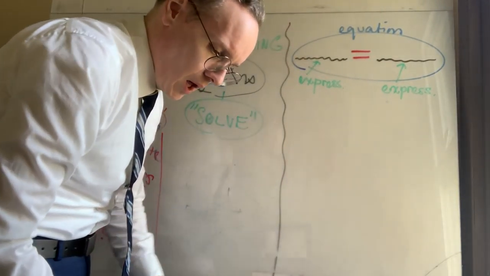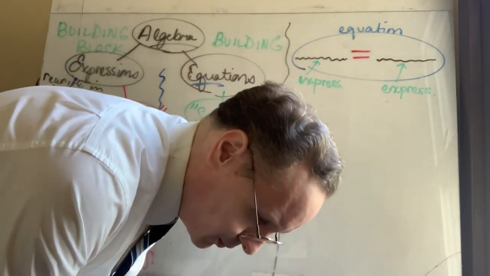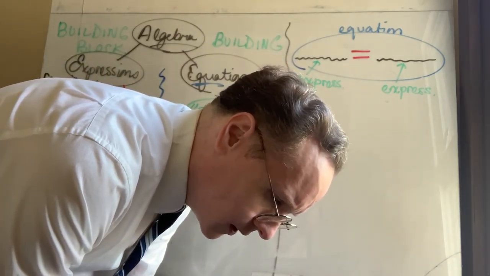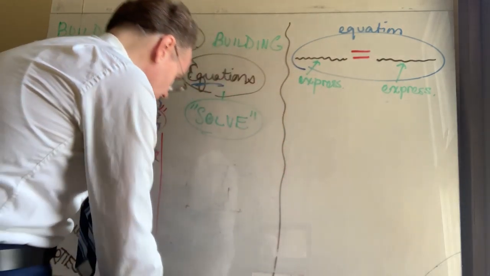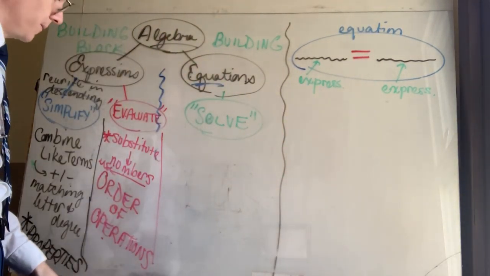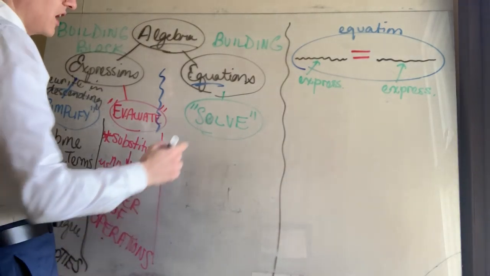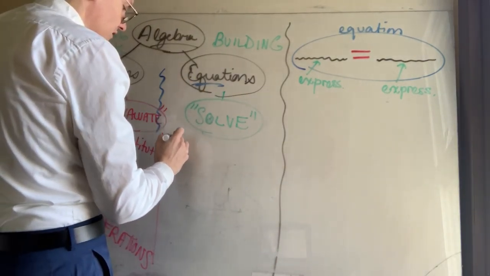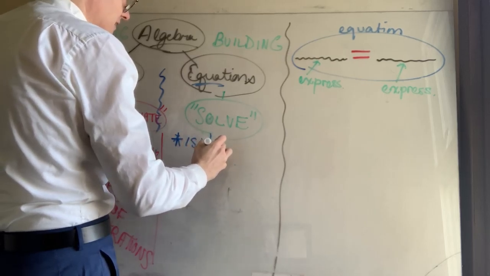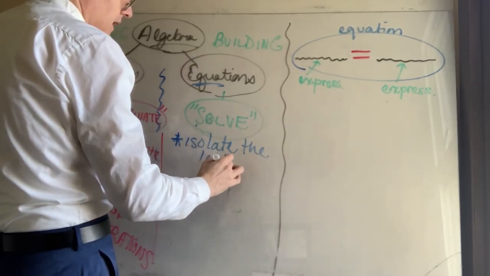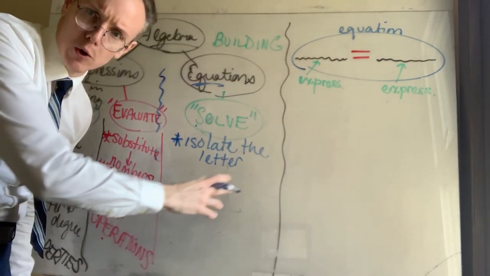All right. Enough of that. I'm still building up an overview here. Let's see. As for equations, this is the procedure in a nutshell. You solve equations by essentially isolating the variable. What does that mean? It means get the letter alone on one side.